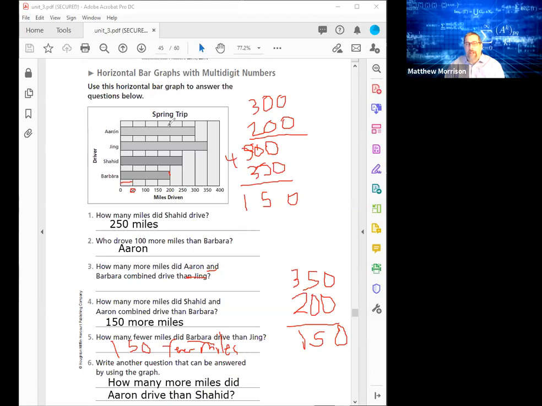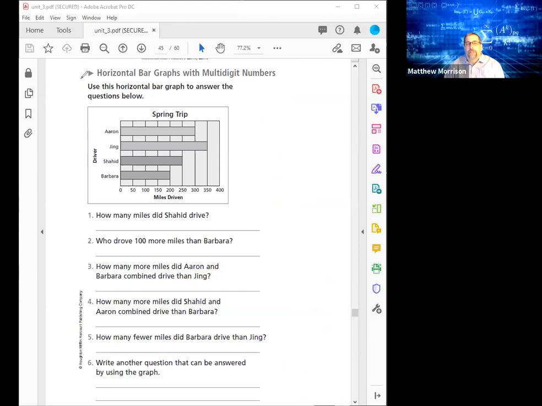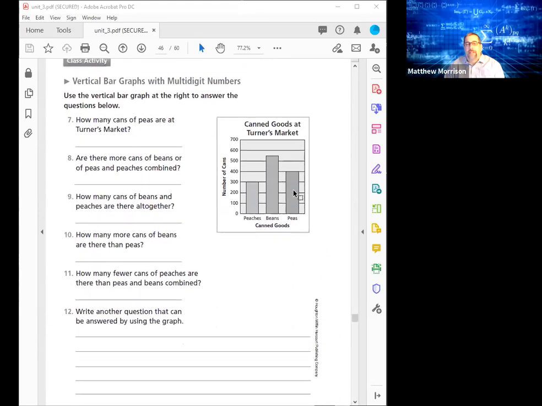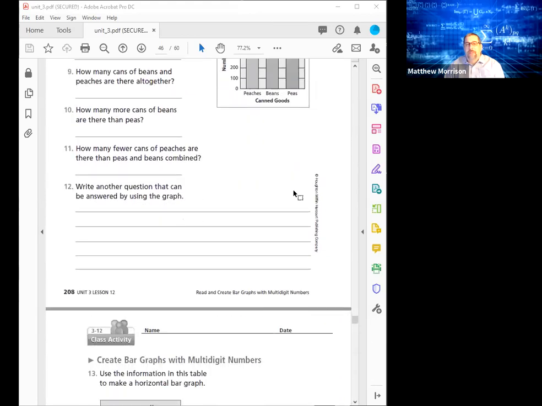I have to go, Aaron drove how many? 300. How many did Shahid drive? 250. What's the difference? 50, right? So 50 miles would be my answer. All right, so that's basically what we've been doing on this page. If you need to hear anything again, that's great. You can do that. Just rewind the video and go for it.